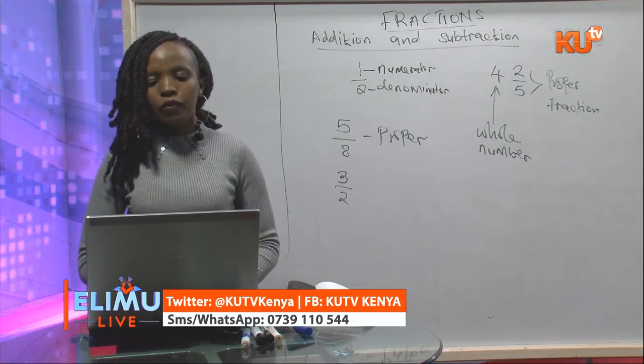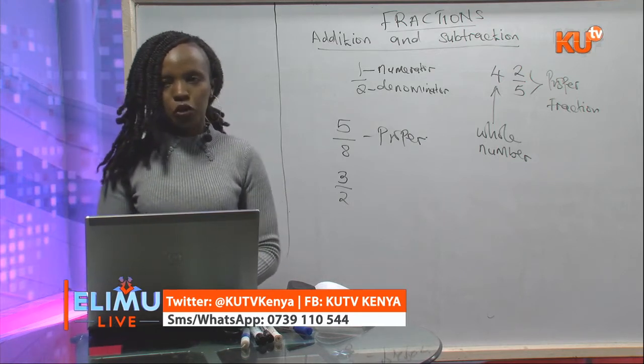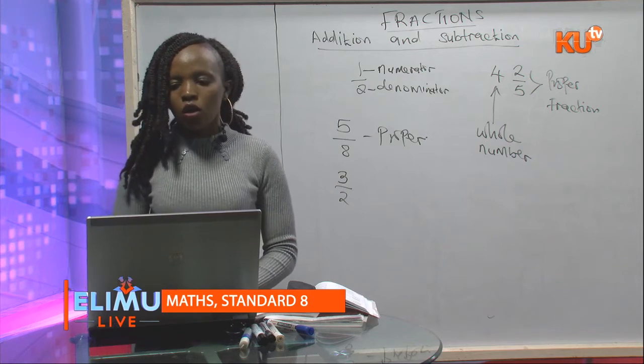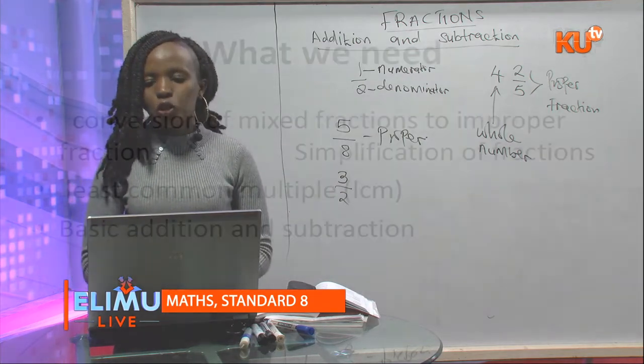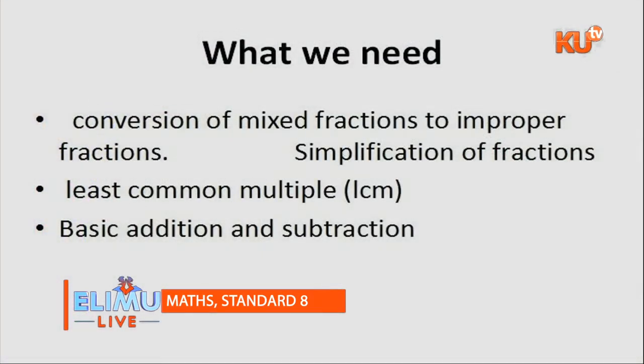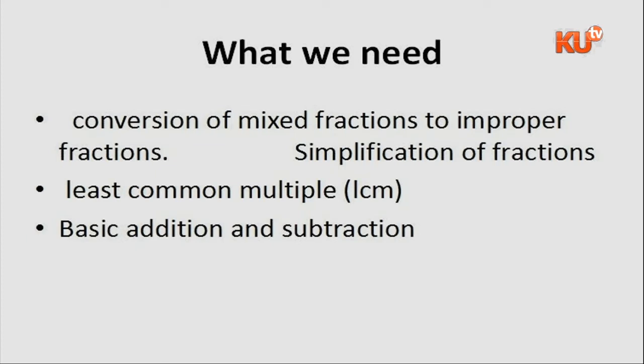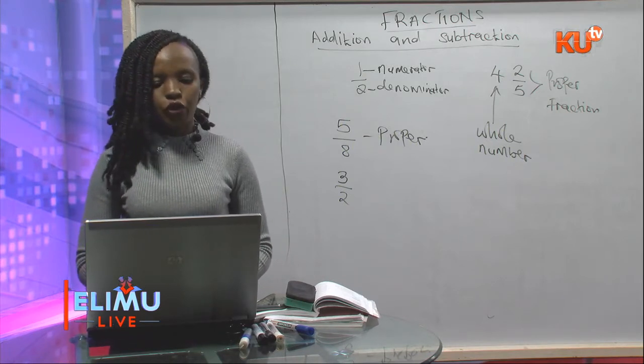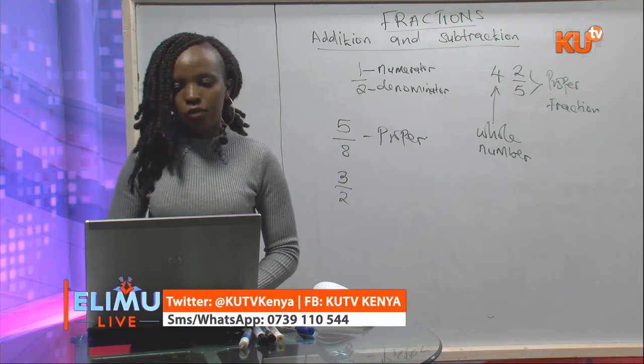So we come back to our subtopic. Our subtopic is addition and subtraction of fractions. Before we learn how to carry out addition and subtraction of fractions, we need to be very conversant with, number one, how to change mixed fractions to improper fractions. Number two, you also need to know how to simplify fractions. Number three, you need to know how to get the least common multiple, commonly known as the LCM. And lastly, you need to have the knowledge of basic addition and subtraction. So that's what we need for us to be able to carry out addition and subtraction of fractions.